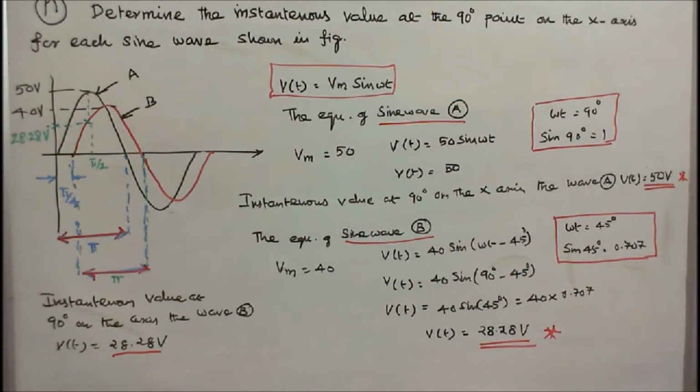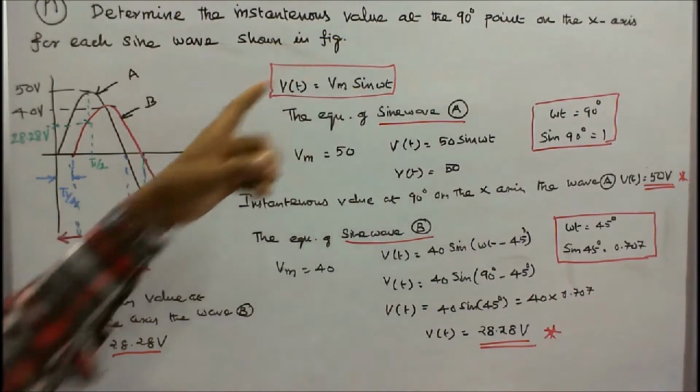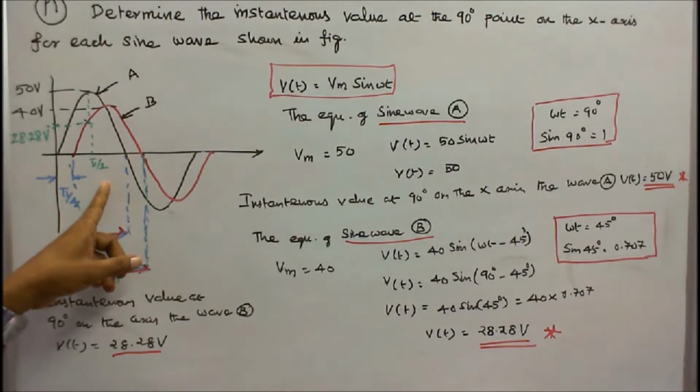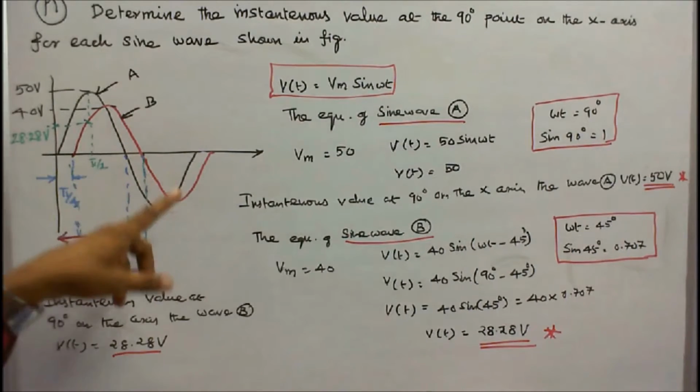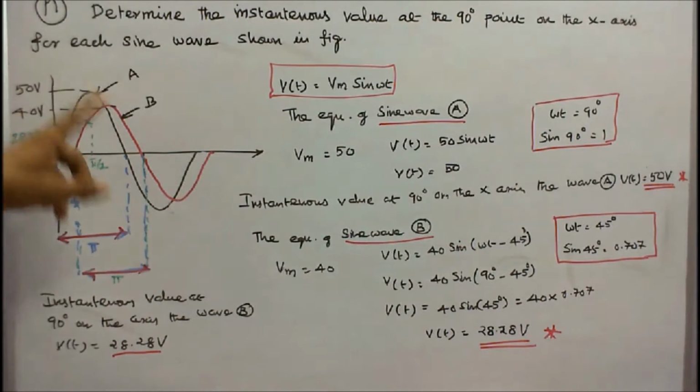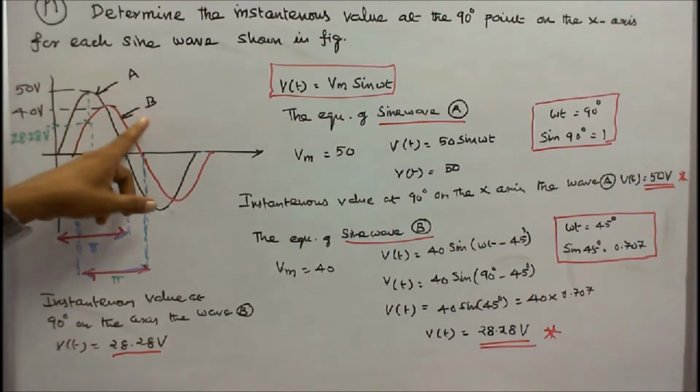This class we work out 5 problems on determination of instantaneous value and the addition of sine waves. Problem number 1. Determine the instantaneous value at the 90-degree point on the x-axis for each sine wave shown in the figure. Here there are two sine waves, one is A, another is B.